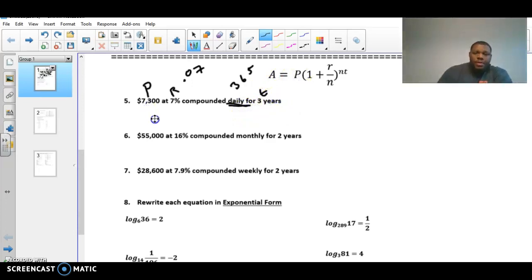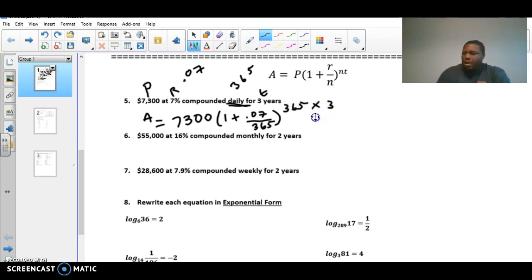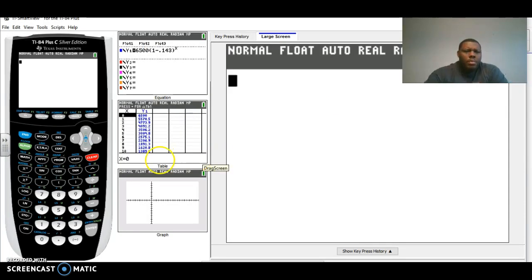So the formula is going to be A equals 7,300 times 1 plus 0.07 divided by 365 raised to the 365 times 3. All right. Now, let's actually put this in our calculator. The thing to remember here is you can actually put it in exactly how you have it written, but you must do one critical step.